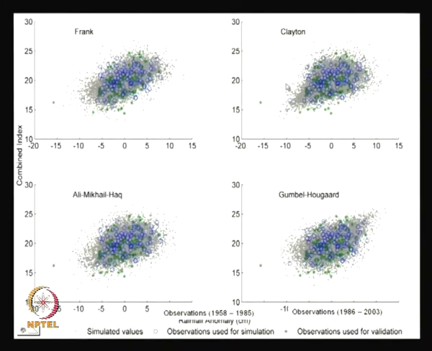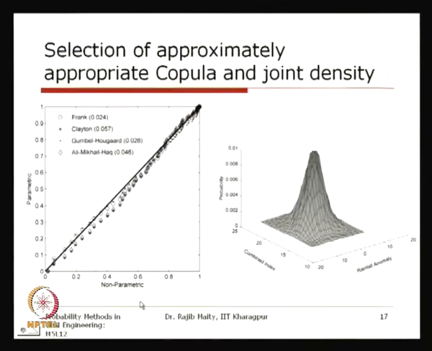Now, which one should we pick from these? For that, we have a non-parametric estimate and a parametric estimate, and we plotted them through a scatter plot, and their SSE, the sum of square error from the 45-degree line, is obtained, and these values are shown here. You can see that the Frank one is the best because it is the closest to the 45-degree line, and using this Frank copula, this is how the joint distribution between the rainfall anomaly and the combined index looks.